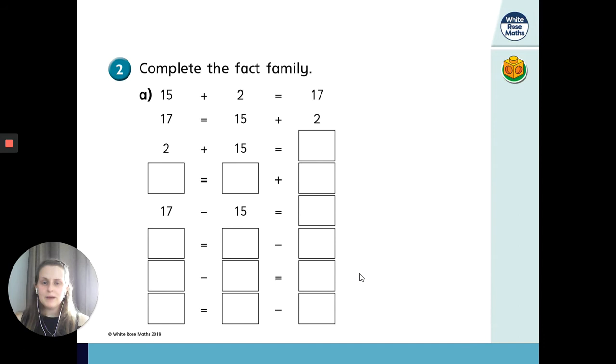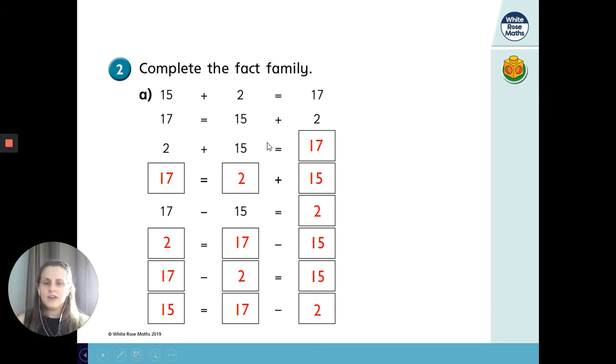Okay, answers time now. So let's get going. So 2 plus 15 equals 17. 17 equals 2 add 15. Now I couldn't do it the other way around because I've already got 15 add 2 there. So I know I had to do the opposite to that one. And I've got 17 take away 15 equals 2. Now for my next few, you need to be careful that you haven't repeated any of the ones before. Okay, so those are your answers for this question. You might want to pause here so you can just check your answers because there's quite a few there.